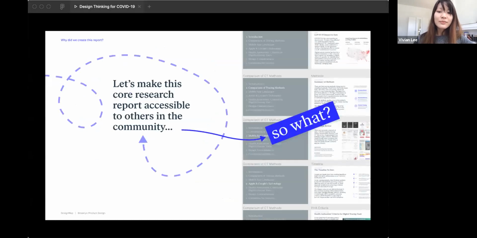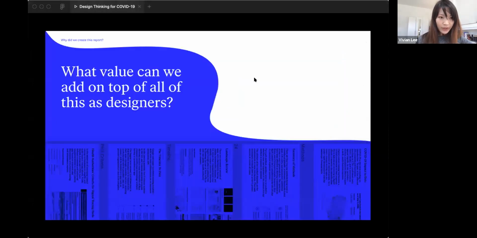We thought it'd be important to make this core research accessible to others in the community. However, looking back, we questioned whether this regurgitation of information was actually moving the needle, especially since information was changing weekly and sometimes daily. We wanted to be proactive and orient our report around modeling the problem space and recommendations instead of just recapping all of our research. So we thought, what value can we add on top of all of this as designers?